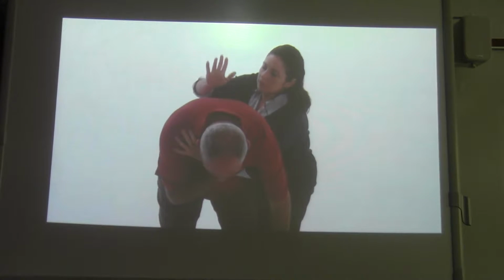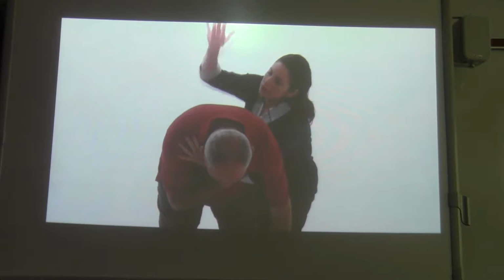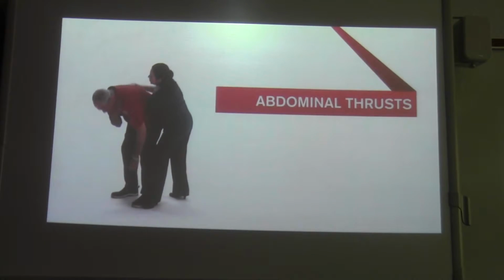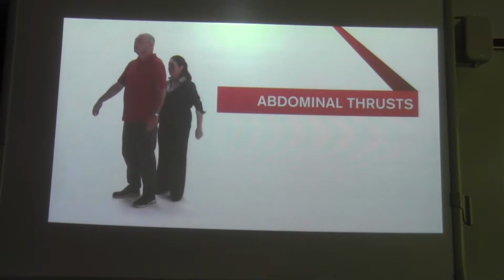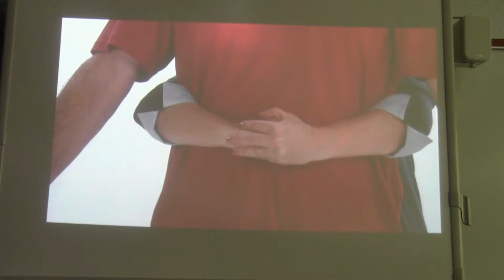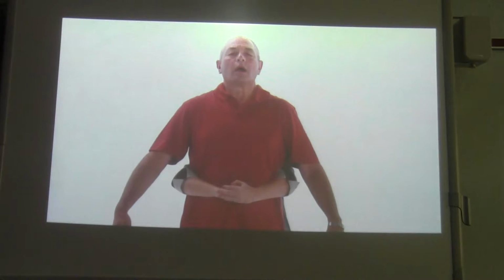Using the heel of your other hand, give 5 firm back blows between the shoulder blades. If the 5 back blows do not clear the airway, give 5 abdominal thrusts. Standing behind the person, use 1 or 2 fingers of one hand to find the navel. Make a fist with your other hand and place the thumb side of your fist just above the navel, in the middle of the person's abdomen. Grab that fist with your other hand. Give 5 quick upward thrusts.